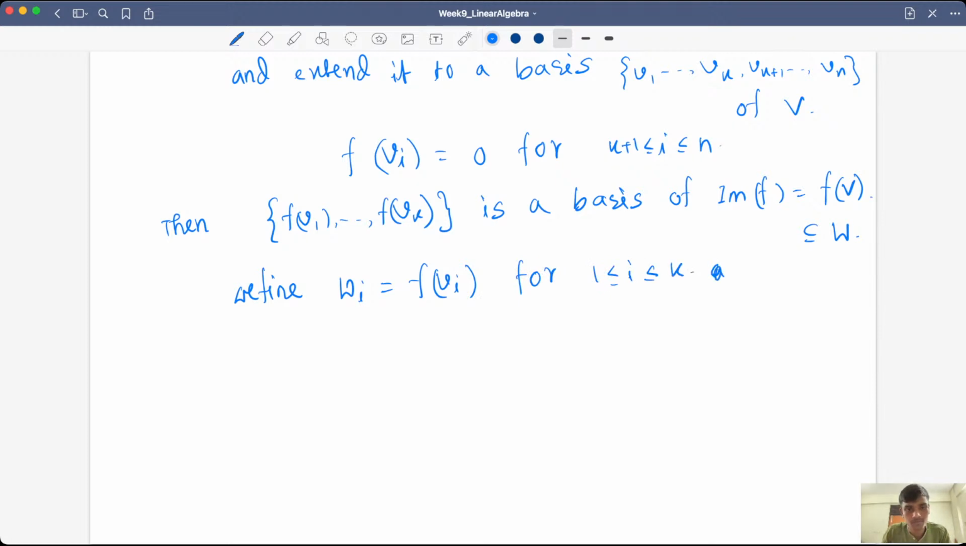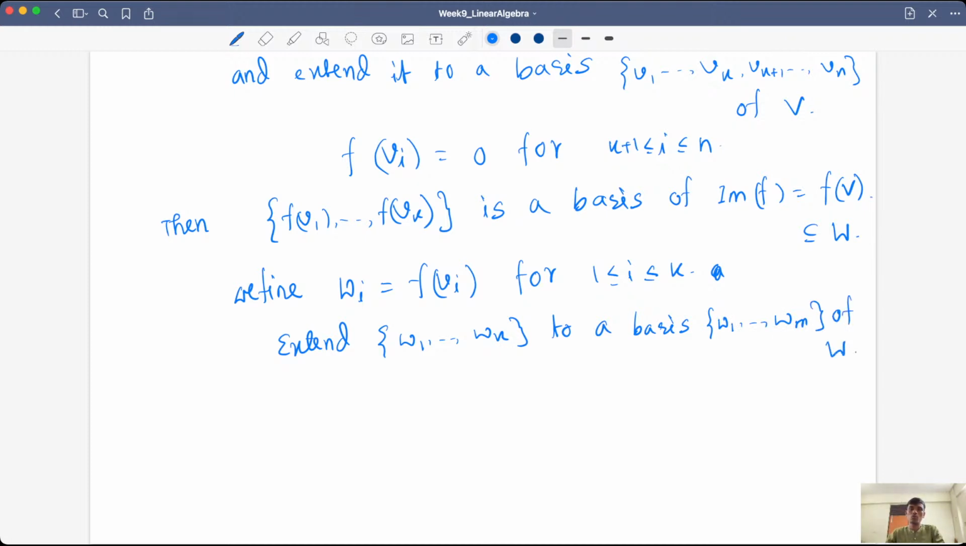and extend this w1 through wk to a basis w1 to wm of w, because w has the dimension m. So now we are done. So that's what we wanted clearly.